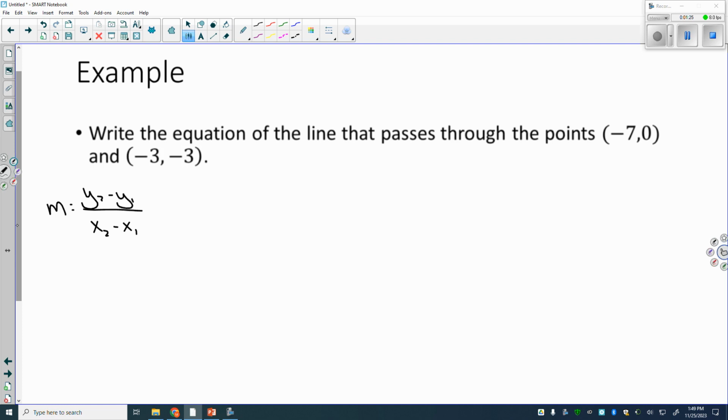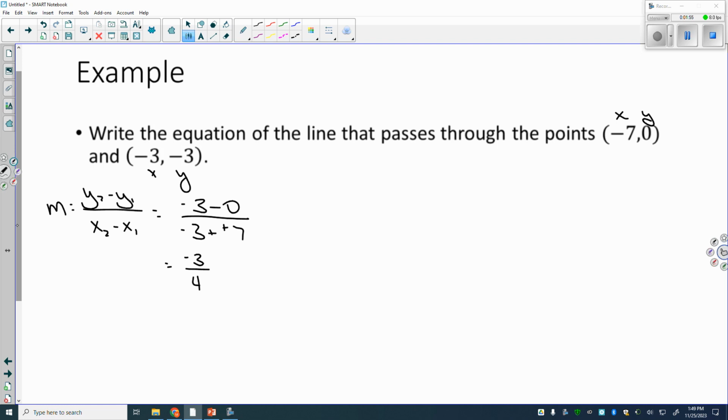And I just plug these in. Plug in my second y minus my first y over second x minus the first x. -3 minus 0 is -3. On the bottom, that minus a negative becomes plus. -3 plus 7 is 4.